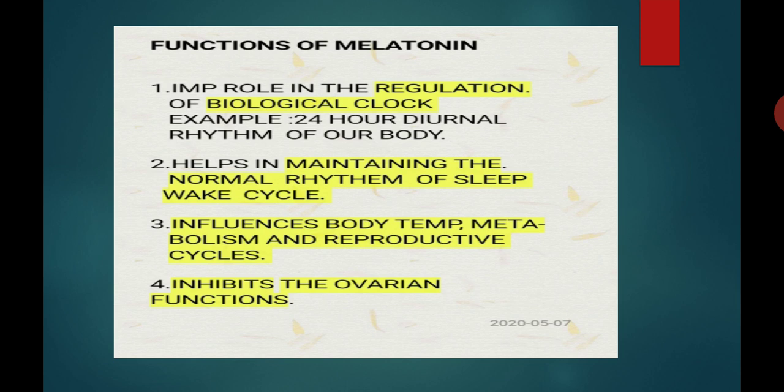I repeat, function number 2, 3 and 4. It helps in maintaining the normal rhythm of the sleep-wake cycle. Number 3, it influences body temperature, metabolism and reproductive cycles. And number 4, it stops or inhibits the ovarian functions. So these are the functions performed by melatonin.